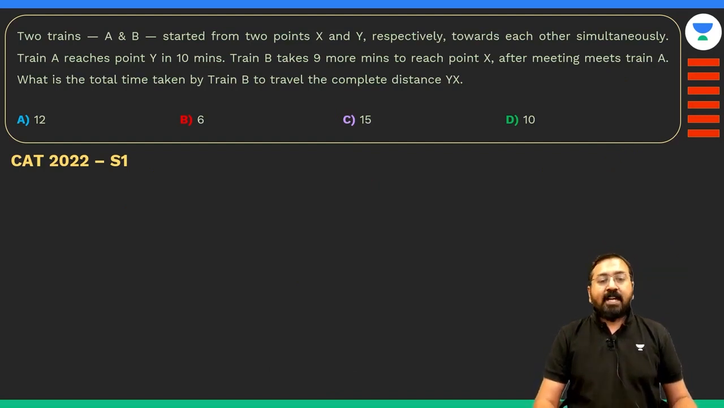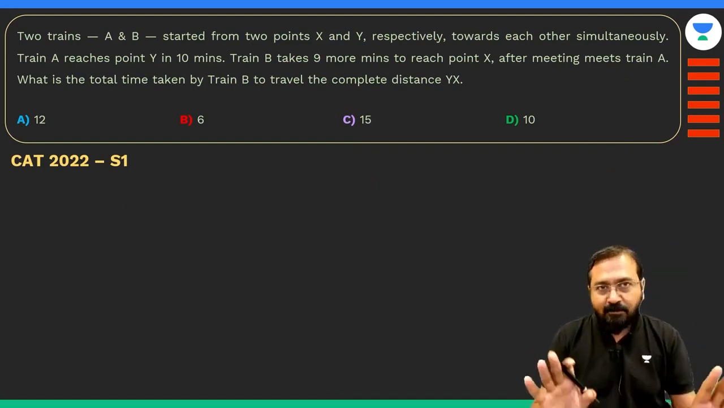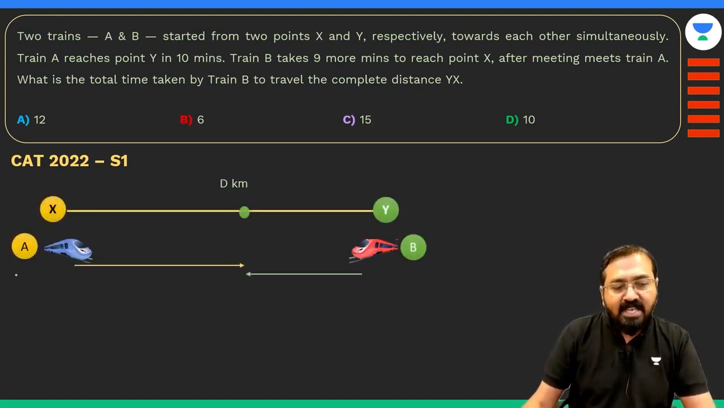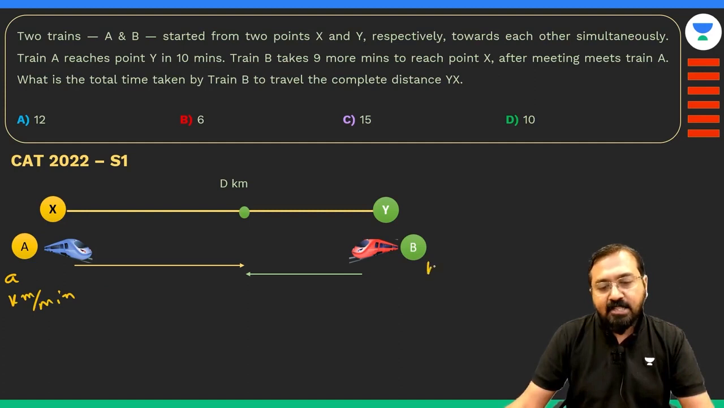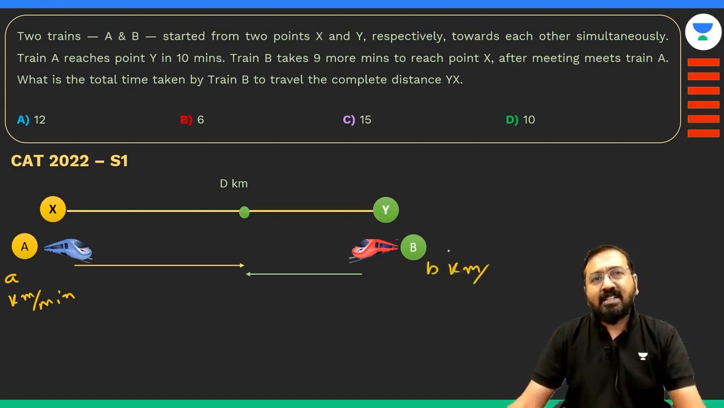Okay, apart from that, if we want to solve this question with a conventional approach, that is by formulating equations, so let's see how to do it. So guys, here I'll assume, as I mentioned at the beginning, the speed of train A as a kilometer per minute and the speed of train B as b kilometer per minute. Why am I taking kilometer per minute? Because our data is in terms of minutes.